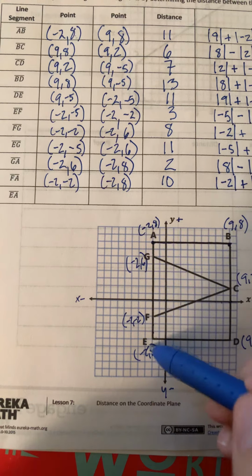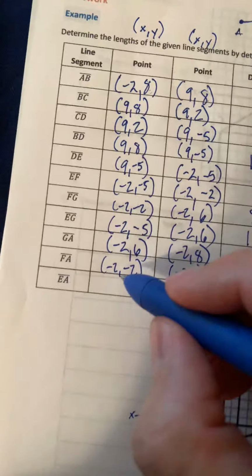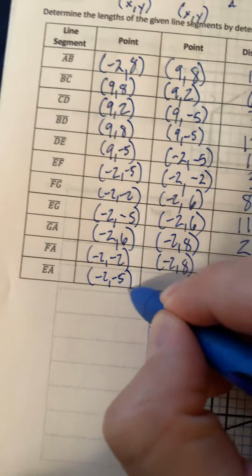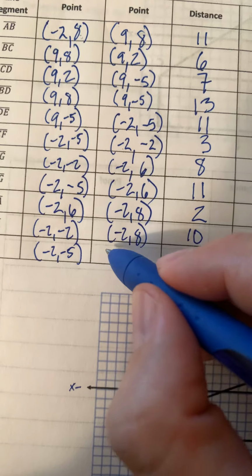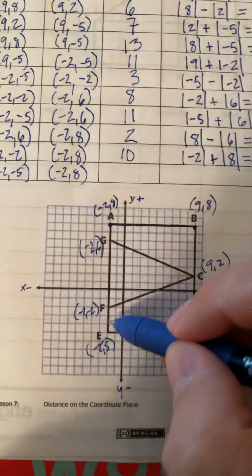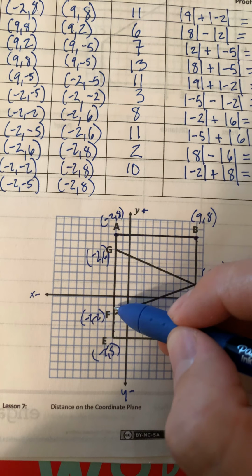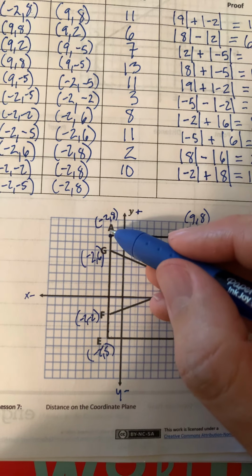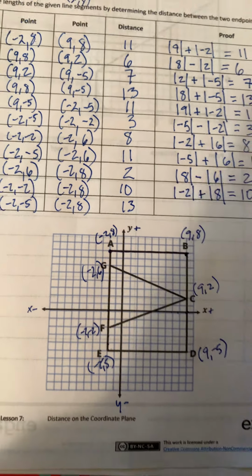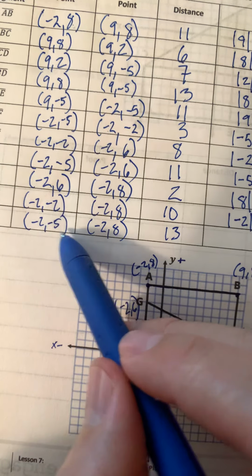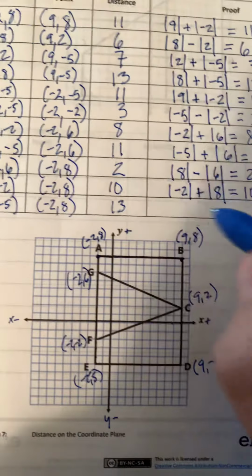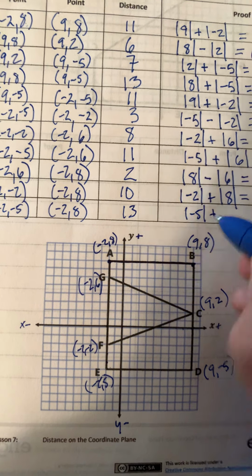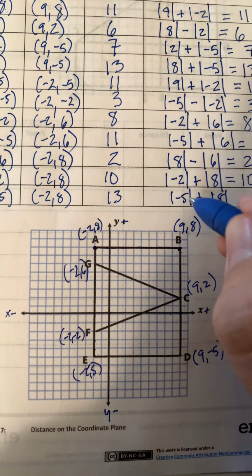From E to A, so from E, which is -2, -5, to A, which is -2, -8. And we're going to count the distance from E to A. 1, 2, 3, 4, 5, 6, 7, 8, 9, 10, 11, 12, 13. And if you notice, the x's stay the same. The ones that change are the y's. So I'm going to do the absolute value of -5 plus the absolute value of +8, which is saying 5 plus 8 is 13. And there you go.